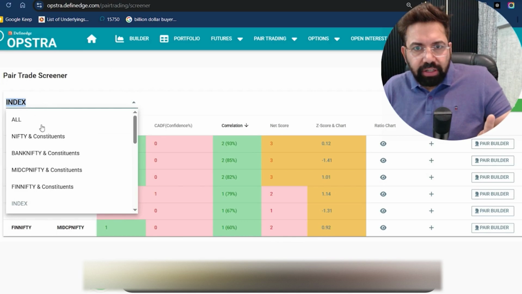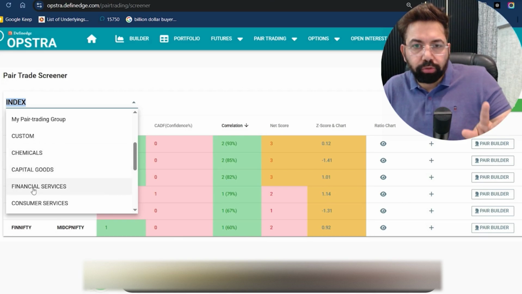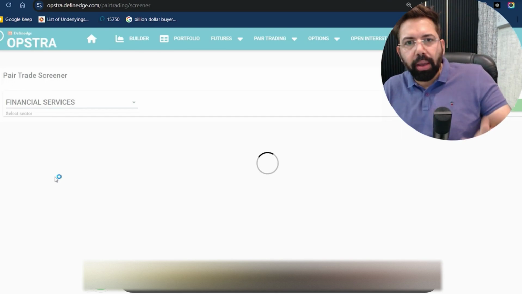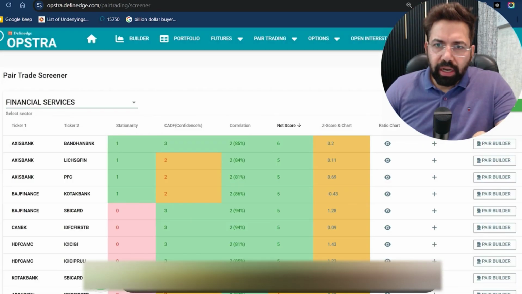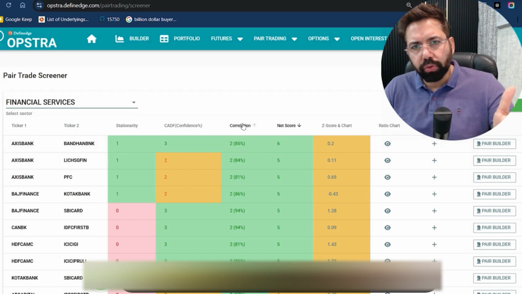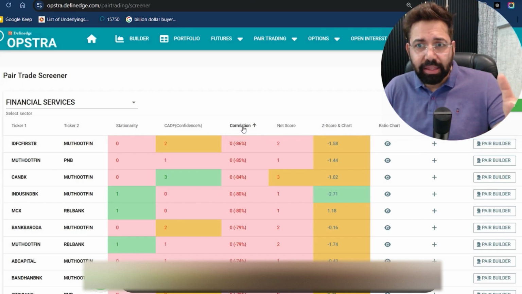Now you can obviously filter it sector wise as well. You could see a lot of options. For example, you could do chemicals, you can do financial services as well. When you click financial services, it's gonna tell you the correlation between all the stocks which come under financial services. So here you see a lot of things. For example, you see CADF, correlation, Z-score, ratio chart. There are a lot of things here. You have to completely cut the noise and come to correlation. As soon as you click it, it's going to show you the negative correlation and the positive correlation. You have to go for positive correlation. It's just a click of a button. It can't be simpler than this. Let me show you this.